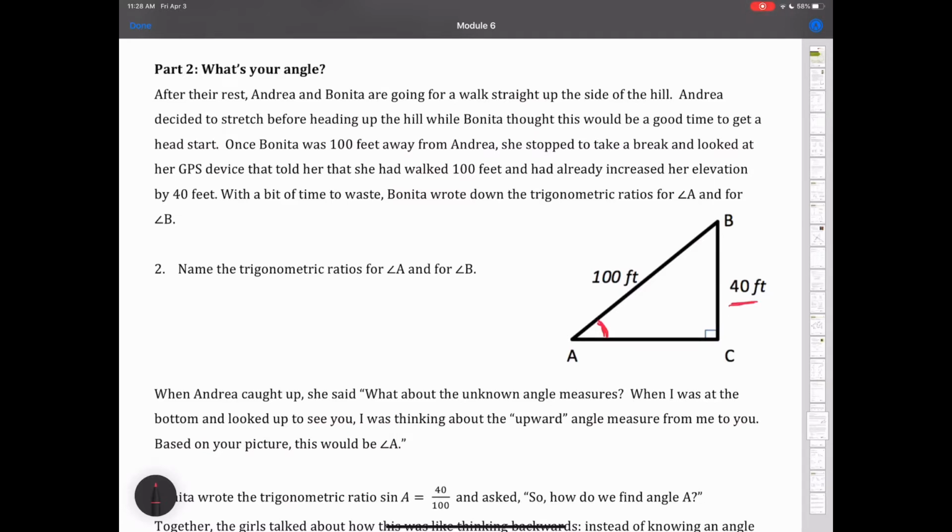With a bit of time to waste, Benita wrote down the trigonometric ratios for angle A and for angle B. So let's go ahead and do that as well.